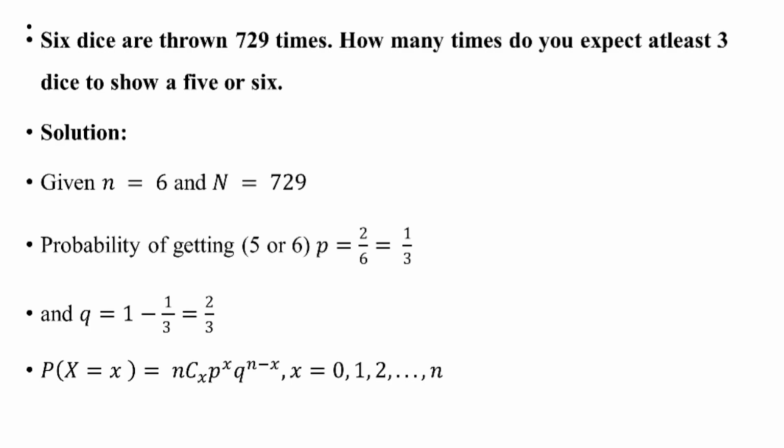For example, 6 dice are thrown 729 times. How many times do you expect at least 3 dice to show a 5 or 6? So 6 dice, so n equal to 6, and thrown 729 times, so capital N equal to 729.